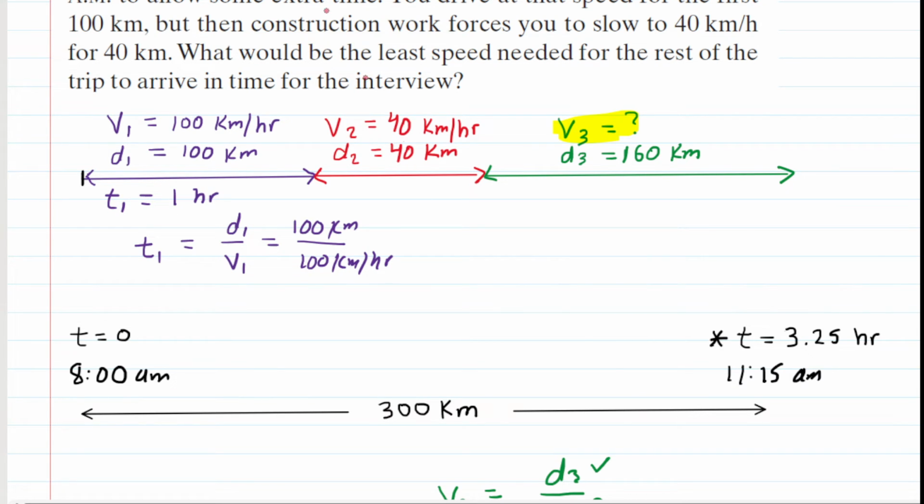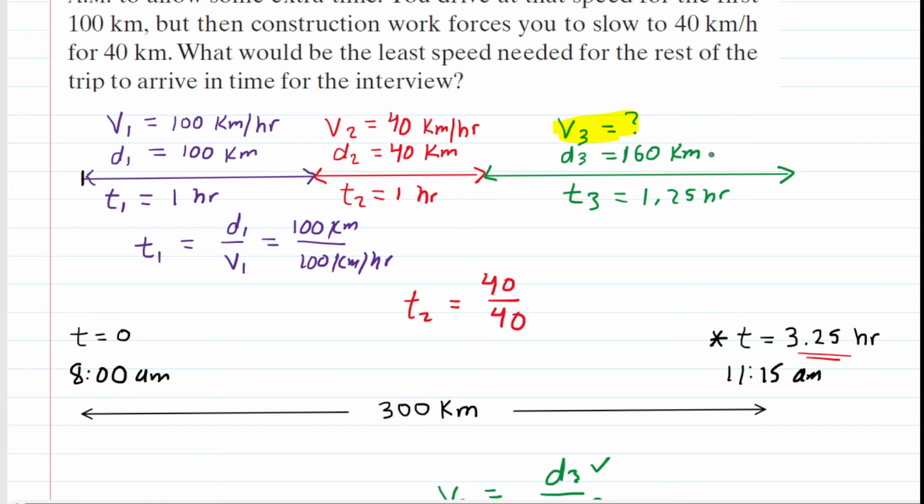Now, if we do something similar for the second part of her journey and we calculate t2, we would just take d2, which is 40 kilometers, and divide that by v2, which is 40 kilometers per hour, and that's going to also be 1 hour. Now, remember, the total amount of time for her trip to the interview was the 3.25 hours. Well, she's already traveled 1 hour and then another hour, so to get the final amount of time for that third leg of her journey, we just subtract. We just subtract 3.25 hours minus 1 hour minus 1 hour. That's going to give us the time of 1.25 hours.